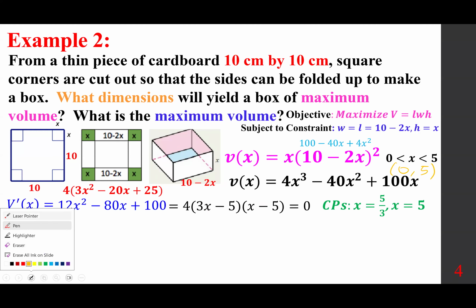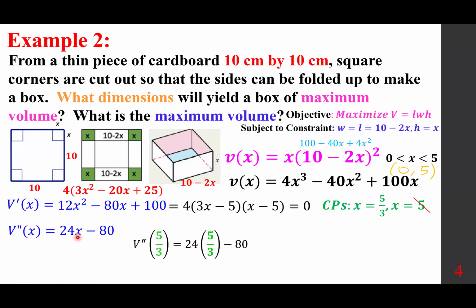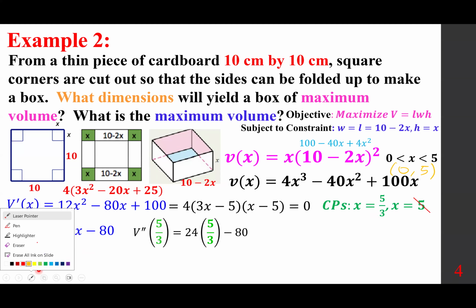We have an open interval of 0 to 5, so we get rid of the 5 because x can't be equal to 5. We have an open interval with one critical point, which means local becomes absolute, and we don't know which one we have. So we go with the second derivative test, which is 24x minus 80. You have to plug in your critical point and evaluate to see if it's positive or negative. So V double prime of 5/3.